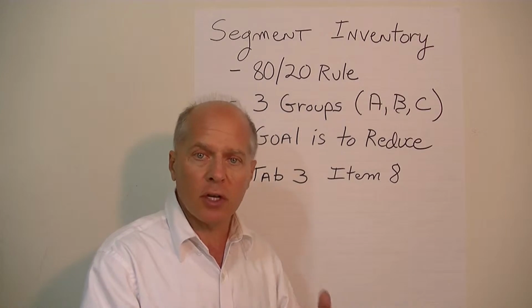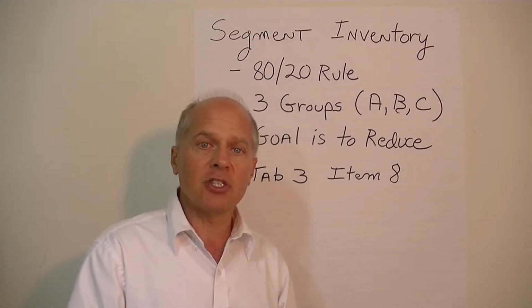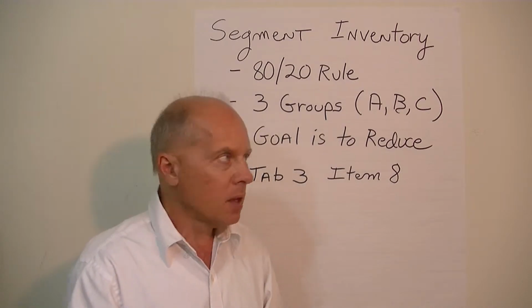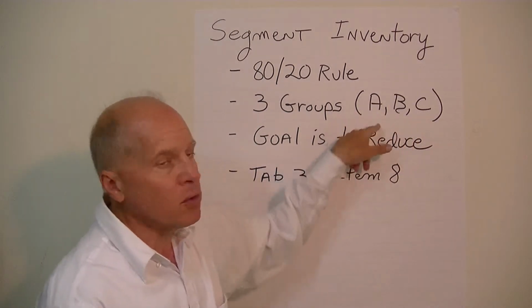They're very slow turning. They don't turn over very much. They sit there and they sit there. And they tend not to generate a lot of money for the company. So ABC inventory analysis, or segmentation of the inventory.